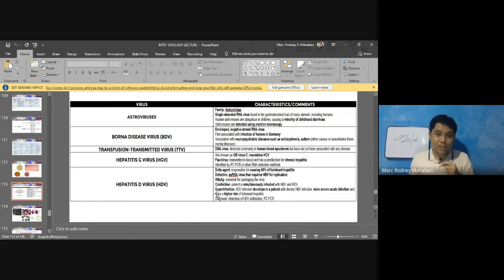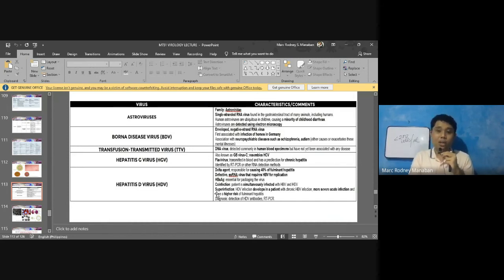Number 1 is Astroviruses. Astroviruses is under the family Astroviridae. So, stars, right, Astro. Single-stranded RNA. Its main disease is gastrointestinal symptoms. It causes a minority of childhood diarrhea, and they are usually detected using electron microscopy. So it has the same disease as noroviruses.